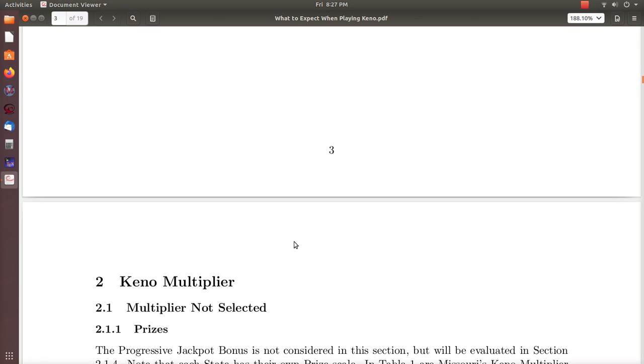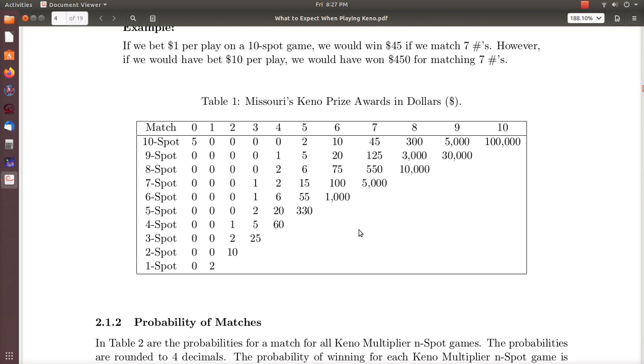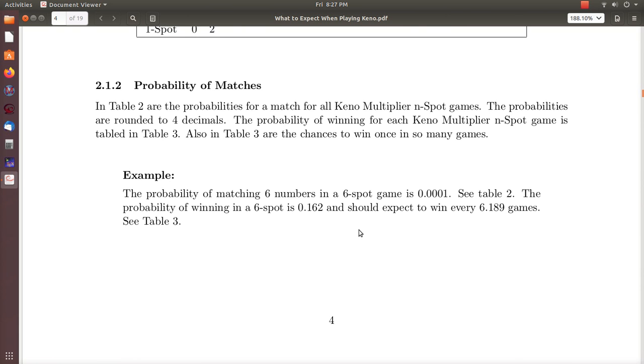Now, we're only going to talk about the bullseye, but I do want to show you this table here. This is the awards table for Keno Multiplier. So if you have so many matches out of the n-spot game, that's how much money you make. These awards also come into play with bullseye. So I just want to briefly mention that.